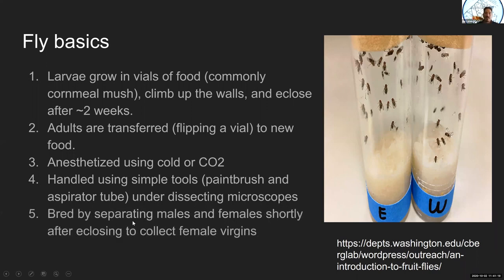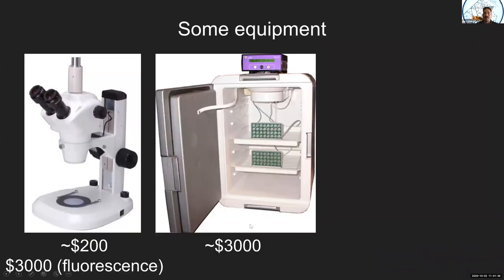They can be bred by separating the males and the females shortly after they eclose, and you collect the female virgins. The equipment that you need is really cheap. To get started with a fly experiment, you need something like this. It costs you about $300. If you want fluorescence to go with it and dissection, you might have to pay a couple thousand for that. You have a little incubator, that's a couple thousand, few thousand.